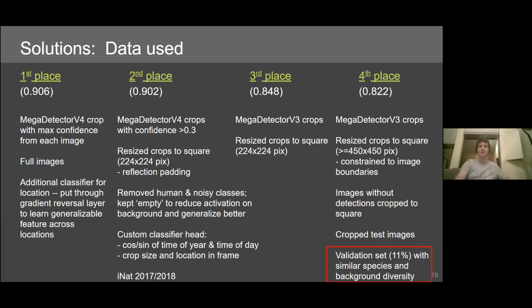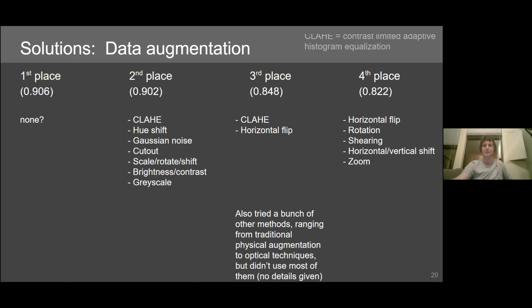Okay. So the different teams, like second to fourth place teams, used data augmentation. First place didn't mention anything about data augmentation, and the other teams did some quite different things. The third place team said that they tried a bunch of methods, but they just ended up with a histogram equalization and horizontal flip. At the end, the organizers noted that the data augmentation didn't seem to have a big effect on the accuracy of the model. And they were pretty surprised by that.